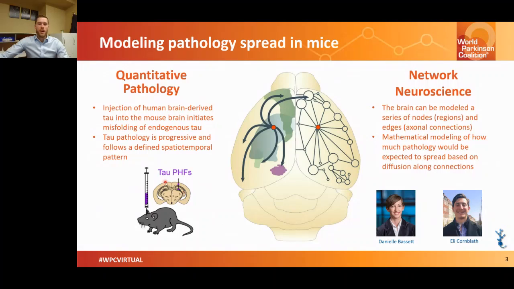We initiate pathology in non-transgenic mice with a small amount of misfolded tau derived from human brain tissue. We inject this tau into the hippocampus and overlying cortex and allow the mice to age. This initiates pathology in mice that's progressive and follows a defined spatiotemporal pattern through the brain. Eli and Danny then reduce the brain to a model of nodes and edges representing regions of the brain and axons which connect one region of the brain to another. They can then test mathematical models using graph theory to explain quantitative pathology patterns.